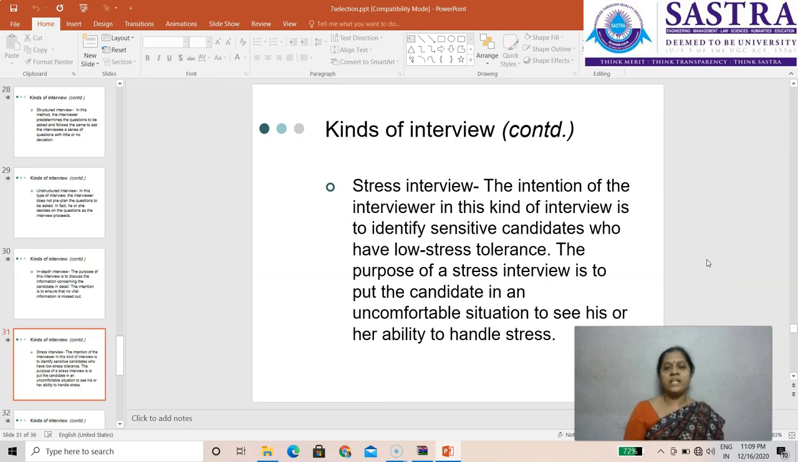And the next method is the stress interview. Here the intention of conducting this kind of interview is to identify the sensitive candidates who have very low stress tolerance. The purpose is to put the candidate in an uncomfortable situation and see how he is capable of coming out of that stressful condition, how he is able to handle that stress.